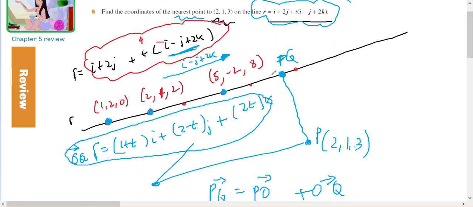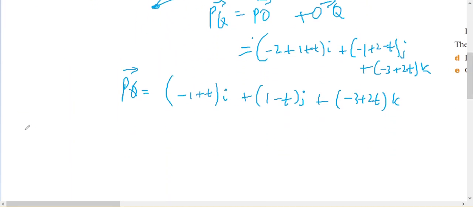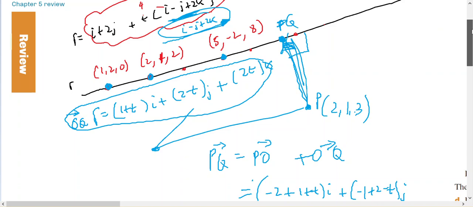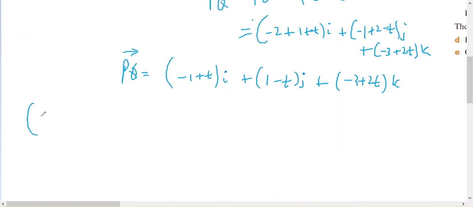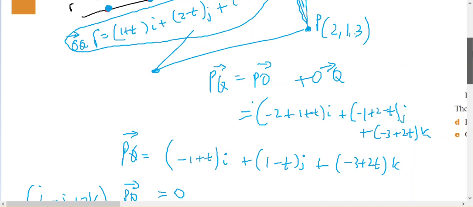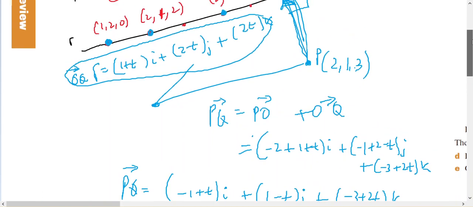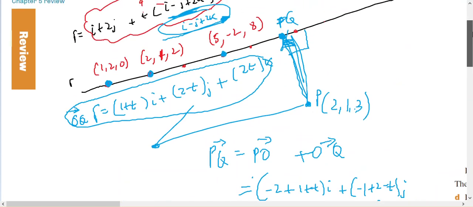Now, the vector PQ is going to be at right angles to the vector that describes the direction of the line, which is this one. So I would like to do, I've forgotten it already, (1, negative 1, 2). So i minus j plus 2k dot PQ has to equal 0. I want the dot product between these two vectors to equal 0 so that they'll be at right angles, and therefore it will be the shortest point.